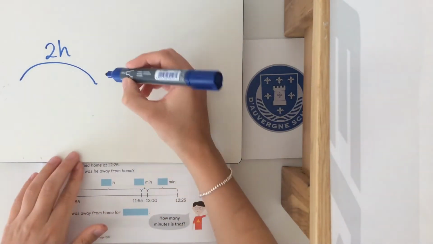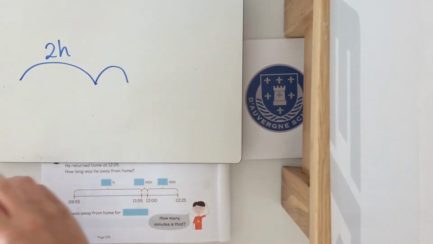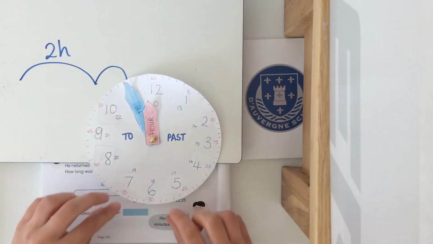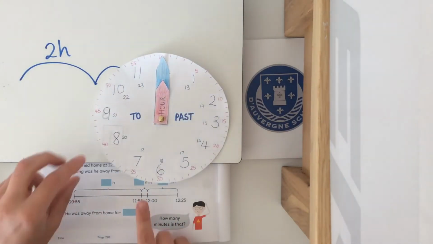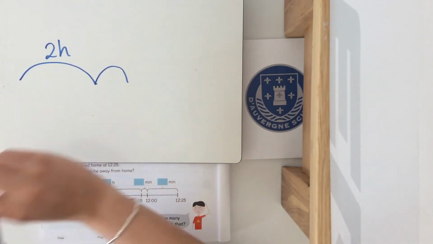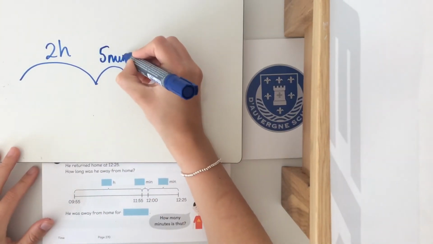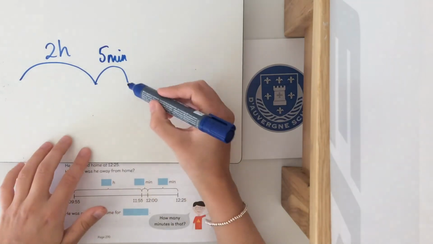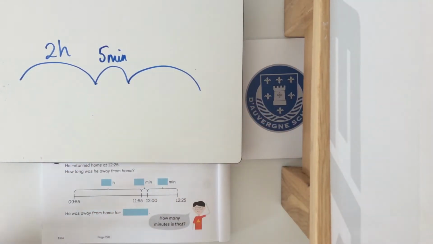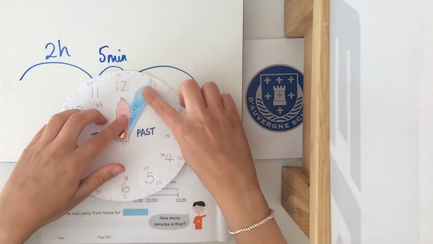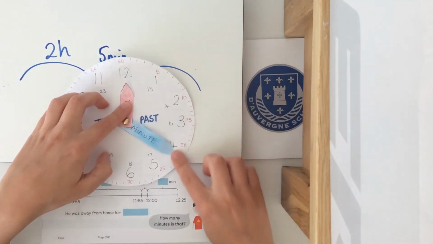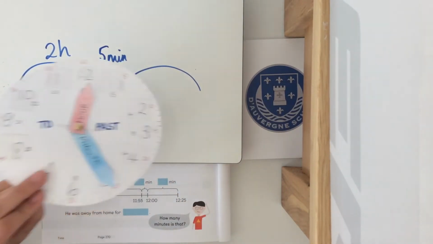11:55 till 12, which is midday. So here I'm on 11:55 already. To get to midday at 12 o'clock is just a jump of 5 minutes. So that's 5 minutes. And then 12 till 12:25. 5, 10, 15, 20, 25. It's just 25 minutes.